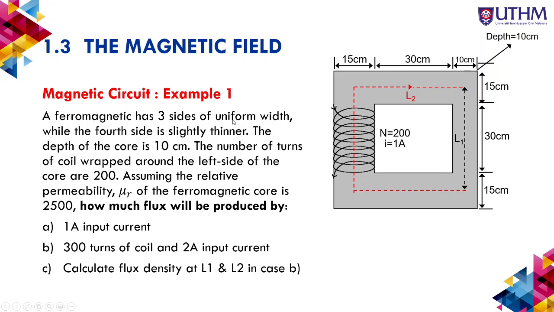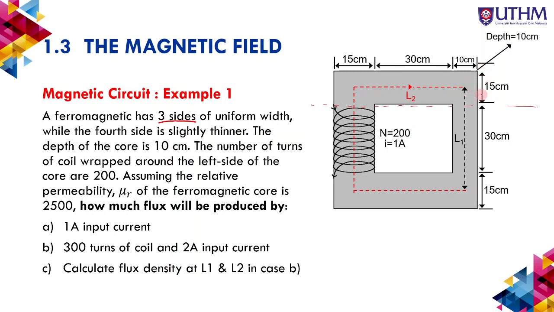Okay, so we go to the first example. The first example is quite easy. A ferromagnetic core has 3 sides of uniform width. They mention already, 3 sides of uniform width, which means sides 1, 2, 3. Of course the rectangle has 4 sides, but they say 3 sides are uniform, meaning the 3 sides are the same. How do we know the sides are the same? You just look at this point. There is a skill to read this. We separate it like this. The width from here to here is 15, or you can say the height, but width is okay.